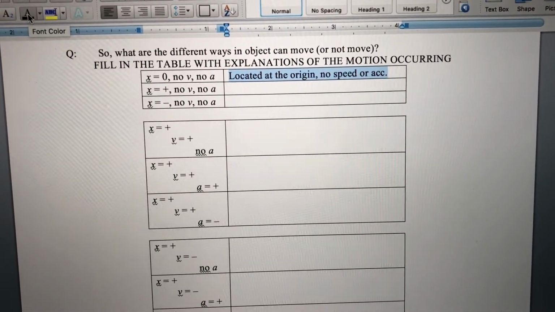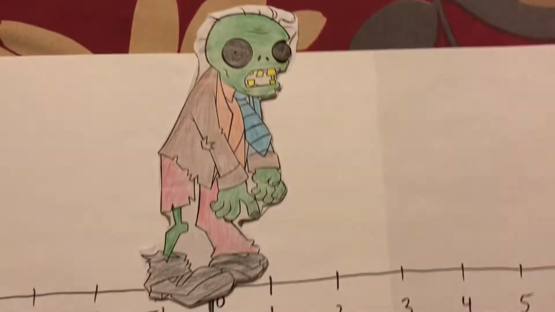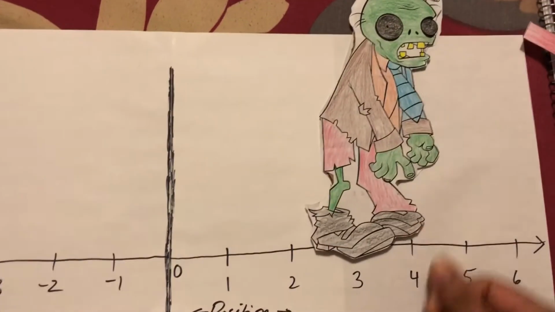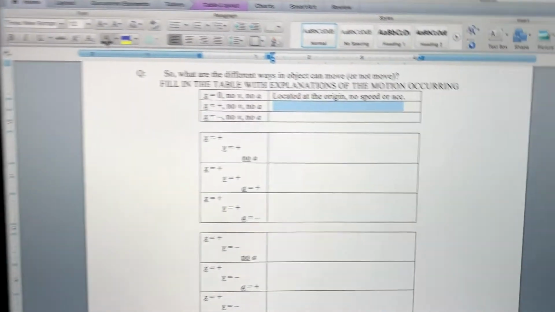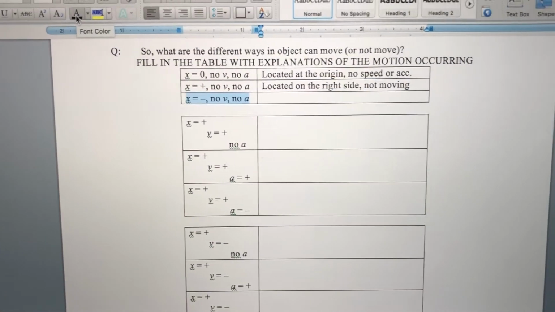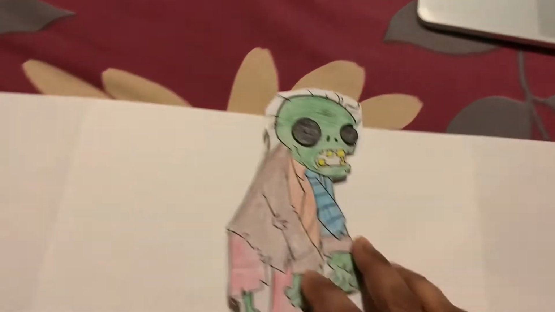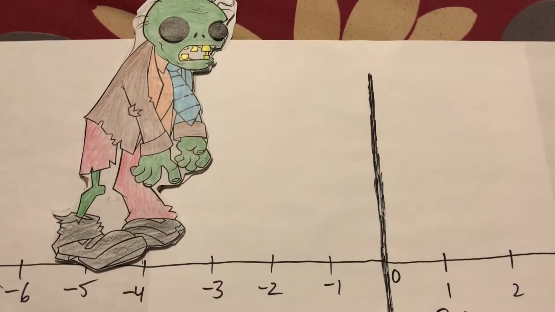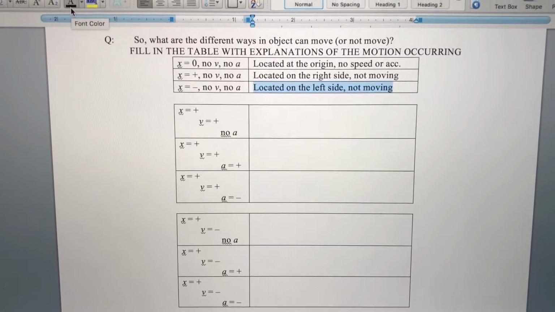The second one, x is positive, no v, no a. But you're not moving, so you don't have any arrows on you. Or, you're located on the right side, but you're still not moving. Same thing with the next one. X equals negative, no v, no a, means your zombie is just somewhere on the negative side, meaning it now gives you a location on the left side, but you're still not moving.